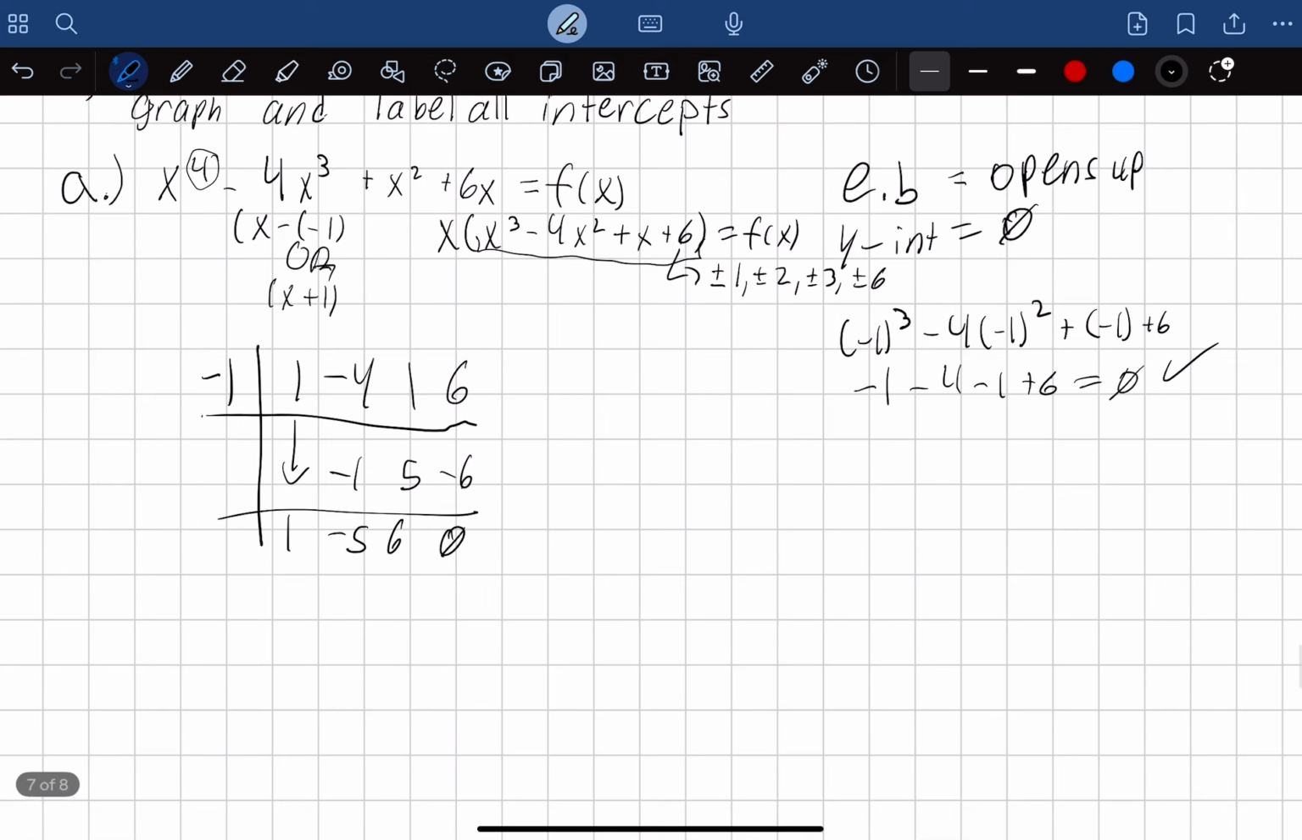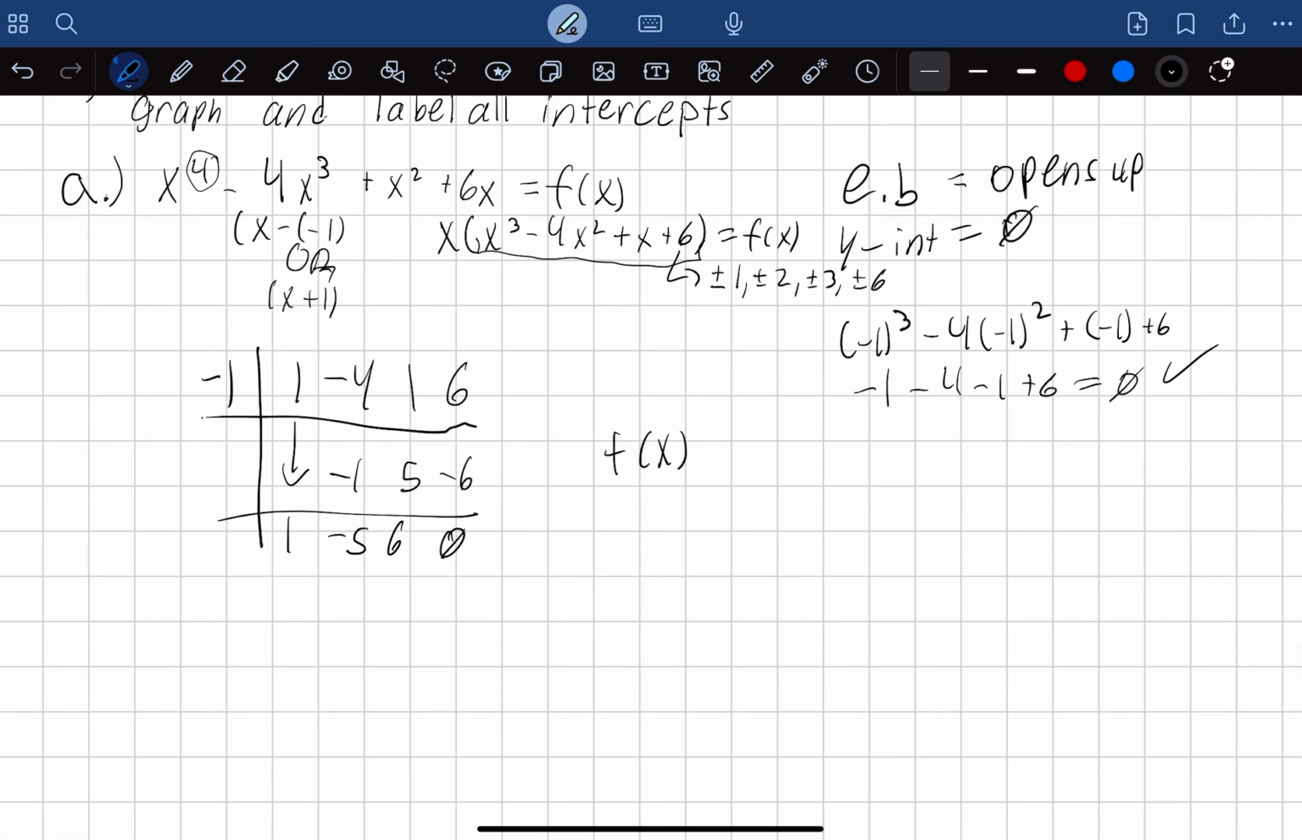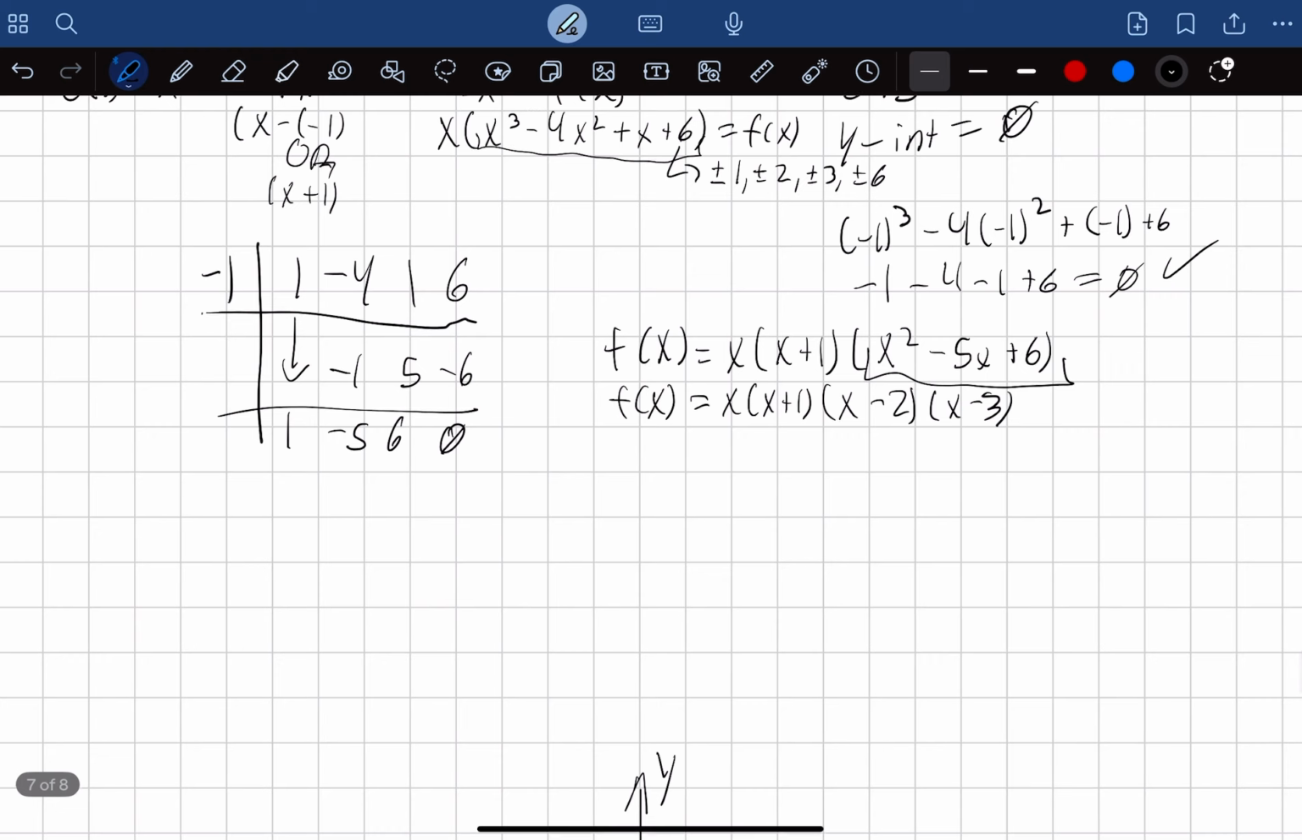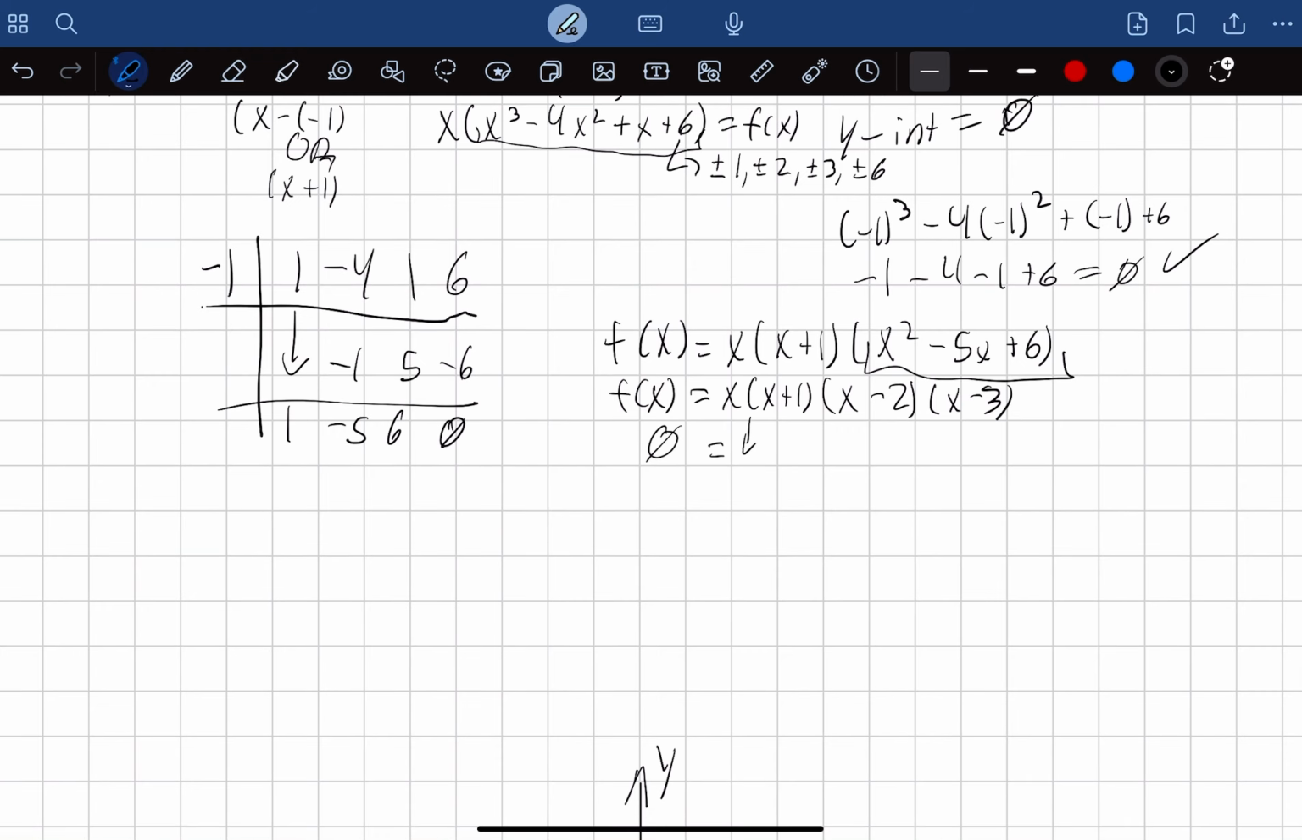Which means that we can now write our function as f of x is going to be equal to x that we already factored out, the x plus 1, followed by x squared minus 5x plus 6. And now we can simply just factor this like a regular polynomial as we've done in years before. So we can just go x plus 1, and then this will be x minus 2, x minus 3. So now to actually get our x-intercepts, again, we just set this function as equal to 0, and we end up with x equals 0, negative 1, 2, and 3.